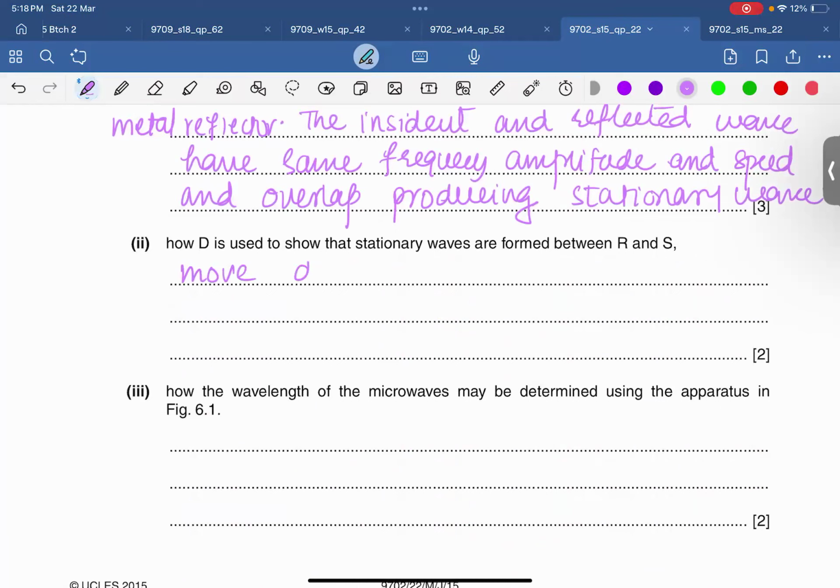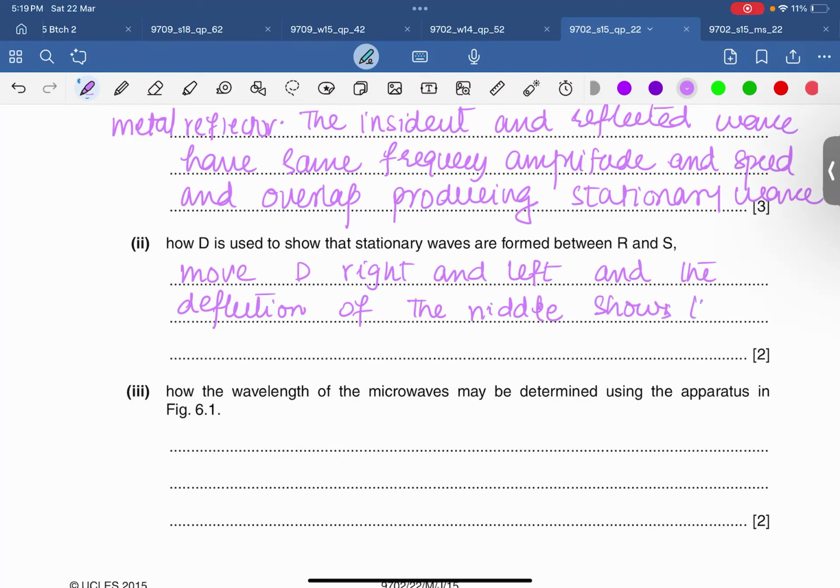So we can say: move D right and left, and the deflection of the needle shows the nodes and antinodes. Is that right, or maximum velocity and minimum velocity?